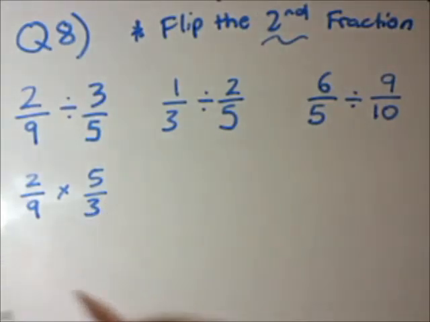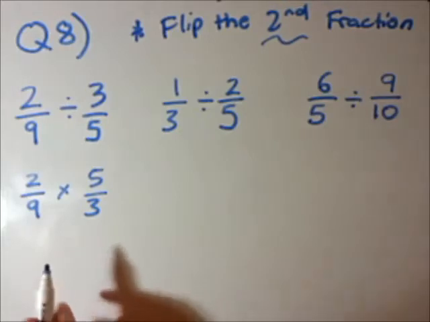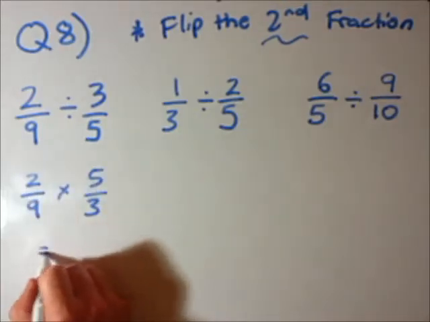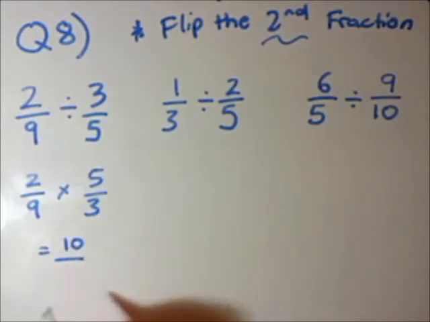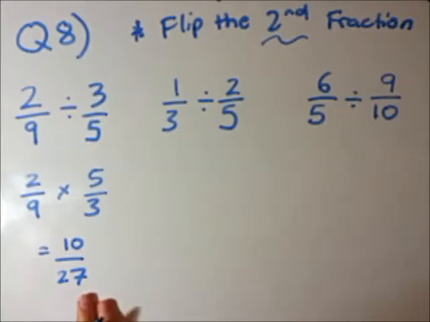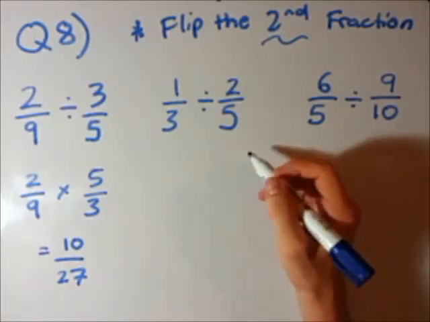Now, exactly like question 7, we can now times top and bottom. 2 times 5 is 10. 9 times 3 is 27. And there's our answer. Now, is that in simplest form? Well, 2 doesn't go into... Yep, I think that's in simplest form. There we go. Okay, second one.